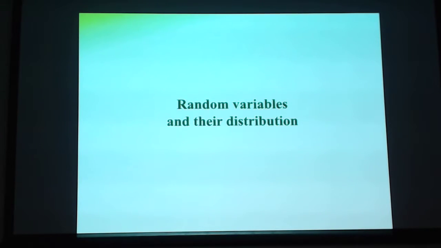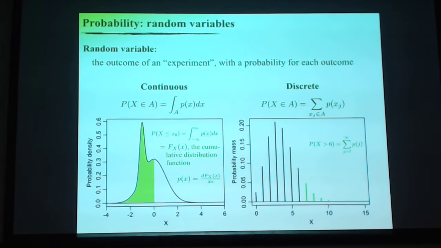Okay, so that was just a reminder of probabilities, and now we'll go to random variables and their distributions. A random variable is defined as an outcome of an experiment with a probability for each outcome. So in the background you have a space of events, with the possible combined events as the algebra of events, and you have a probability for each outcome. Your experiment can be just tossing a dice, for example.